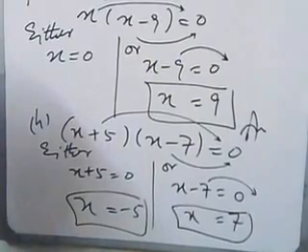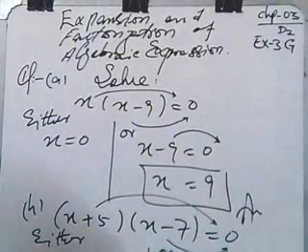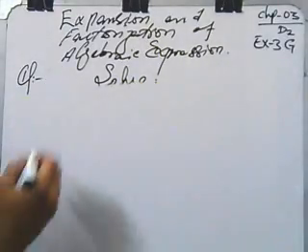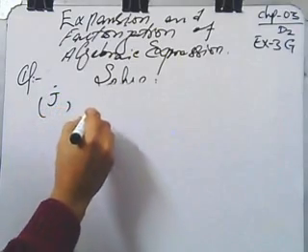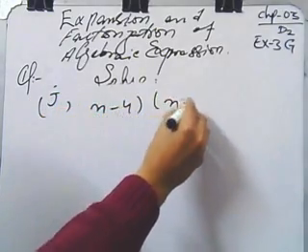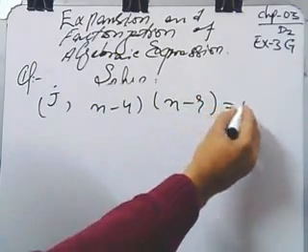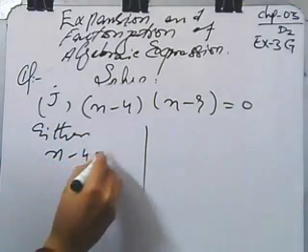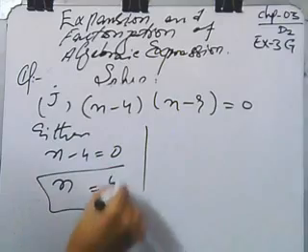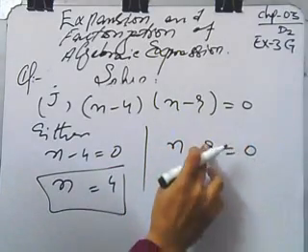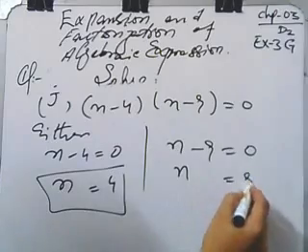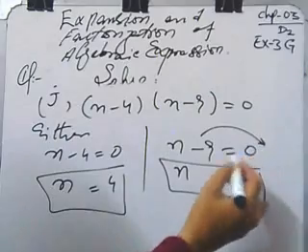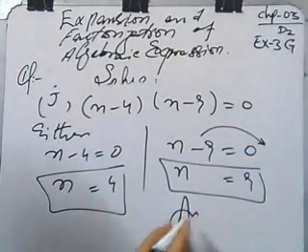Similarly, coming to the next part of the question, for example j part, n minus 4 n minus 9 is equal to 0. Either n minus 4 is equal to 0 or n is equal to 4. N minus 9 is equal to 0 or n is equal to 9, because the sign should be changed after shifting from the sign of equality. So here is the solution.